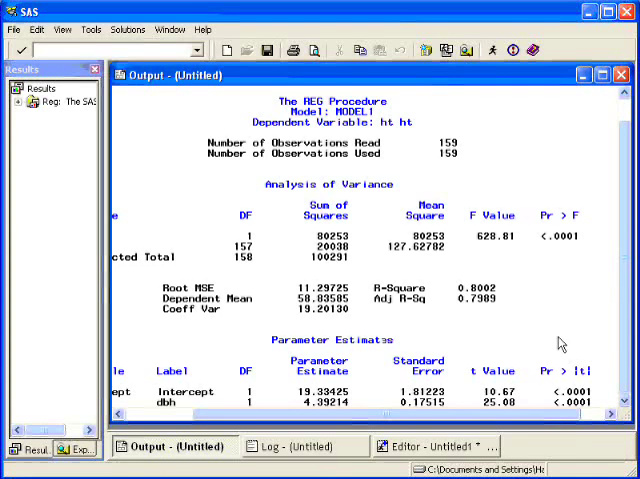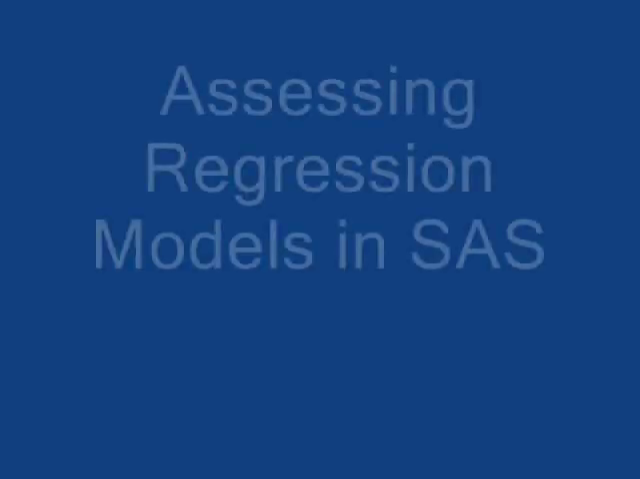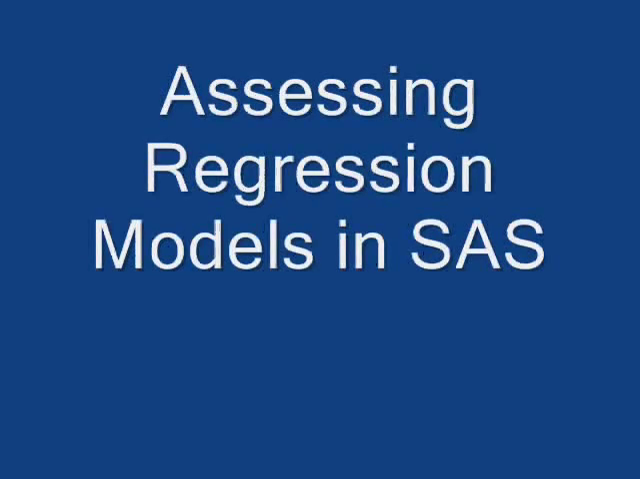So from this, we can estimate the regression line using the parameter estimates, and we can also test to see if there is a relationship between diameter breast height and the height of the tree, as well as get some information on how good our model is. How well does it fit using r squared? Well, that is the end of this tutorial. If you have any other questions, please ask or watch this tutorial again.